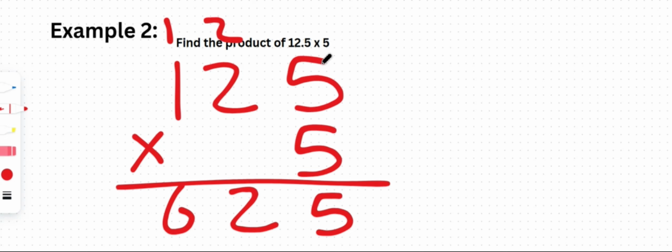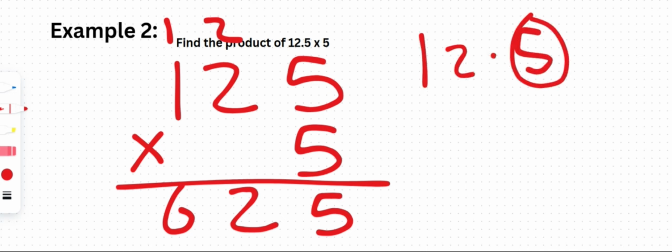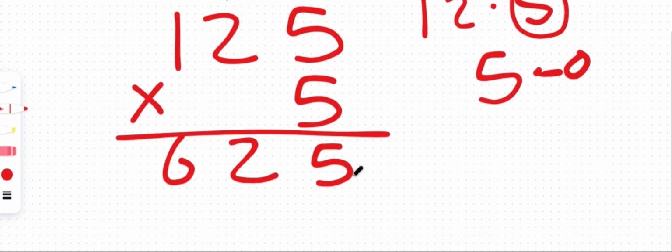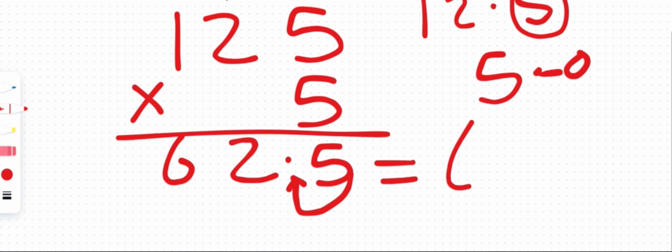The next thing I am going to do is to go to the original question and check for the number of decimal places that I have from the question. 12.5 gave me 1 decimal place, and 5 gave me 0 decimal place. That means I have just 1 decimal place. Therefore, moving from the right again, I'm going to take 1 step, and my decimal point will be placed right here. That means my answer would be 62.5.